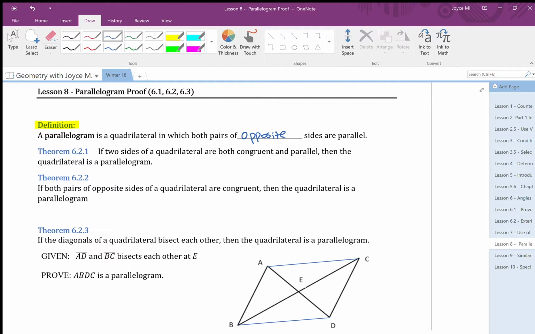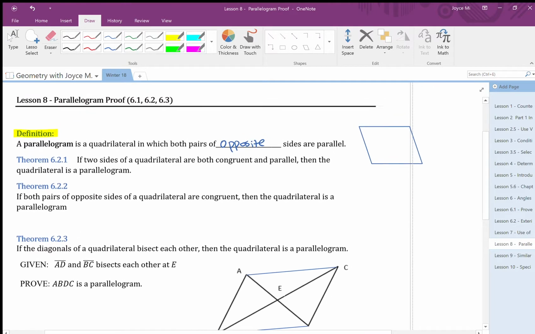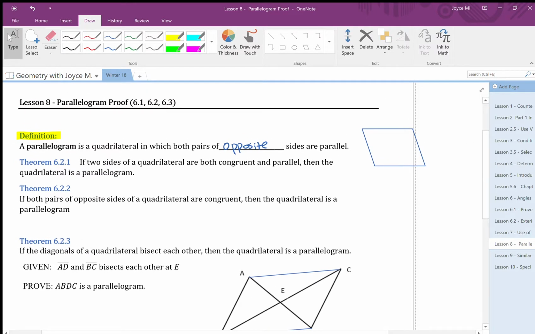The definition says, let me draw a little picture to demonstrate. If I have a quadrilateral with four sides where both pairs of opposite sides are parallel, this side parallel to this side, and this side parallel to this side, then it's a parallelogram. That is the very basic definition of a parallelogram.